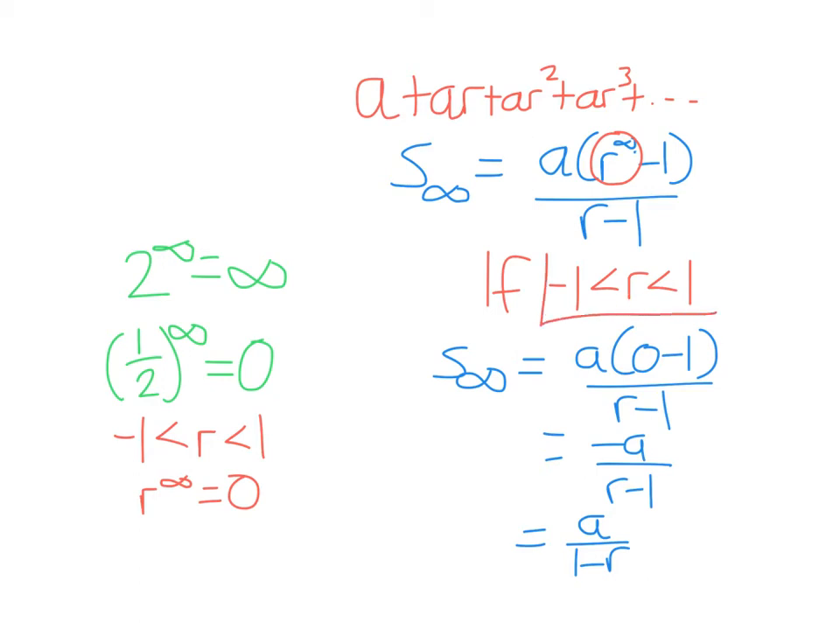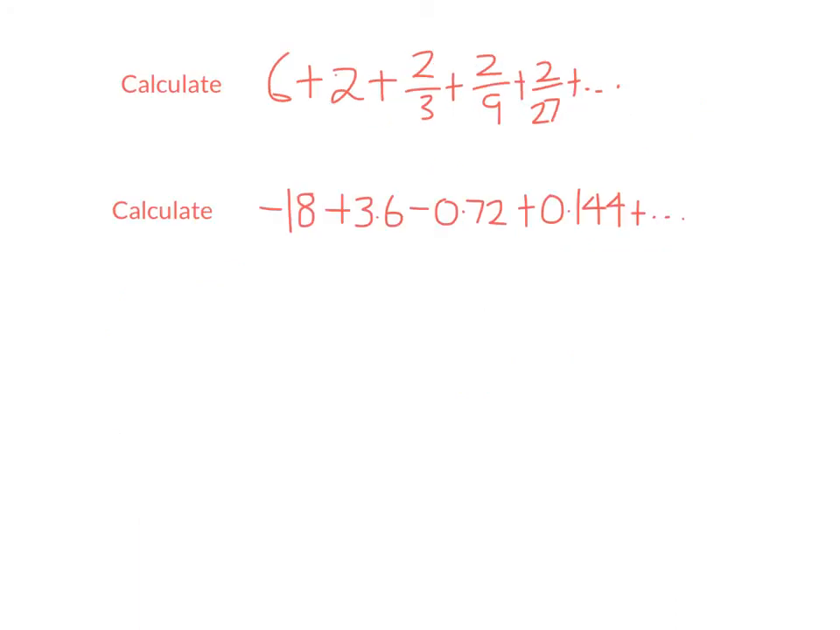If this is true, then the sum of all these terms will converge. As we saw in the previous slide, the sum converged to 4. But if r is outside this range, then that won't happen. The series will diverge. It'll just get larger and larger. So let's look at a few examples of actually calculating. So let's calculate each of these infinite sums.